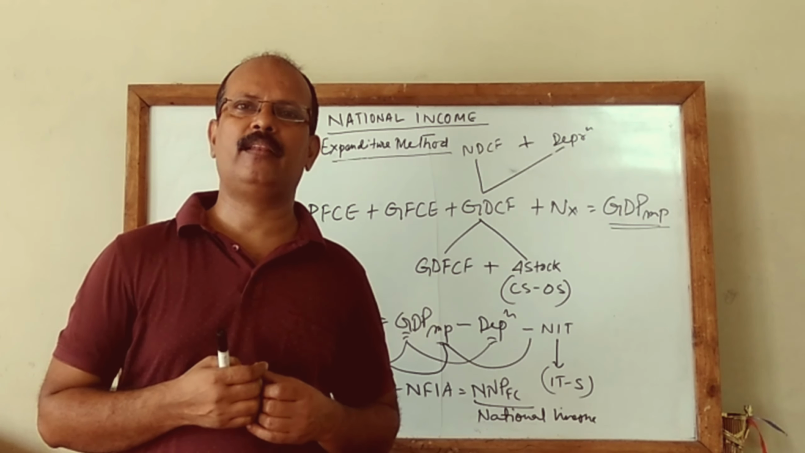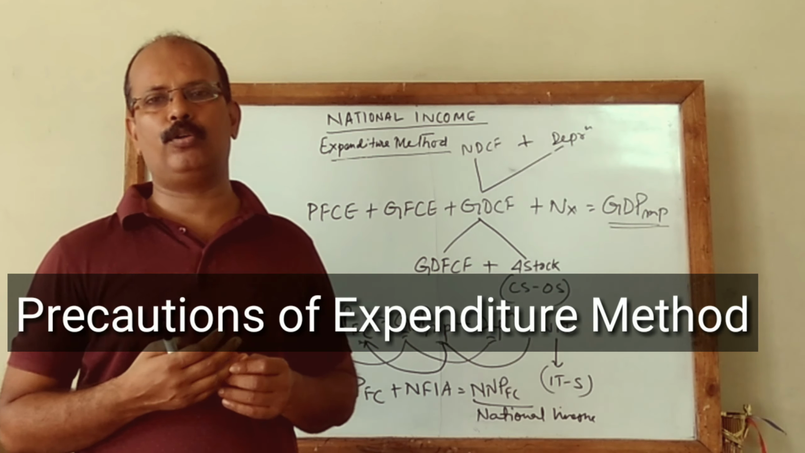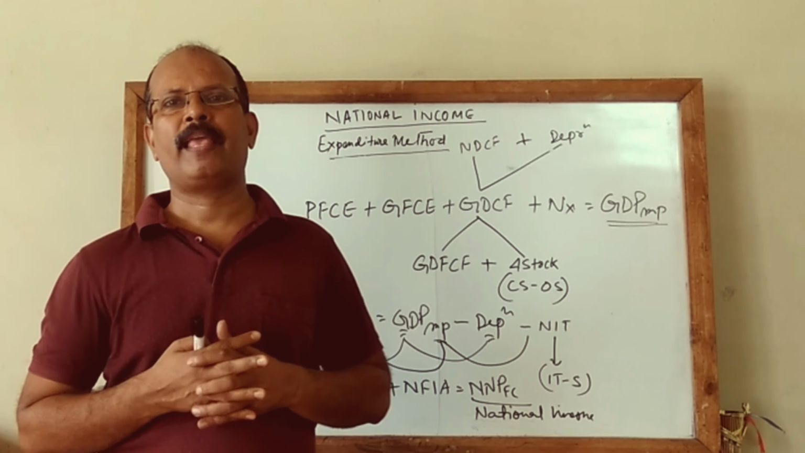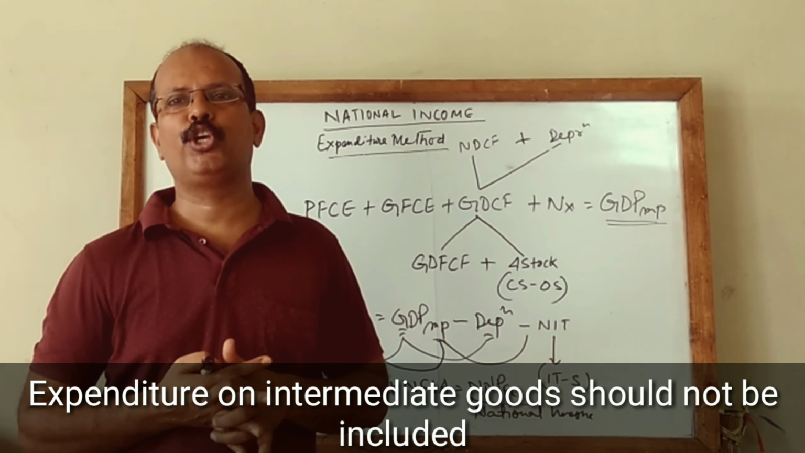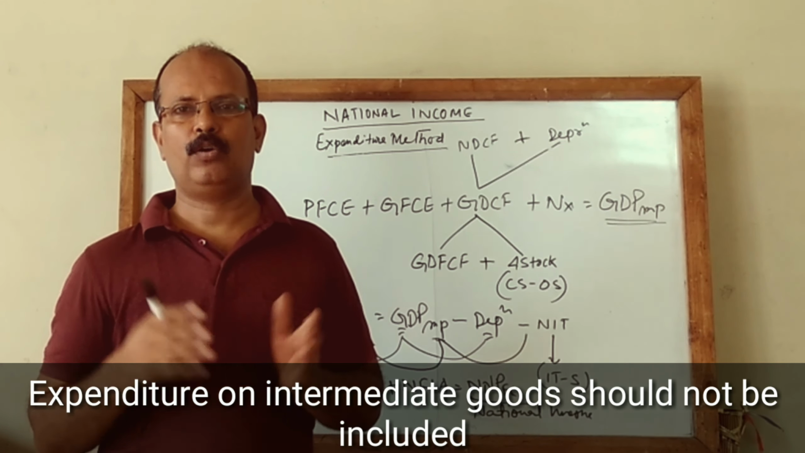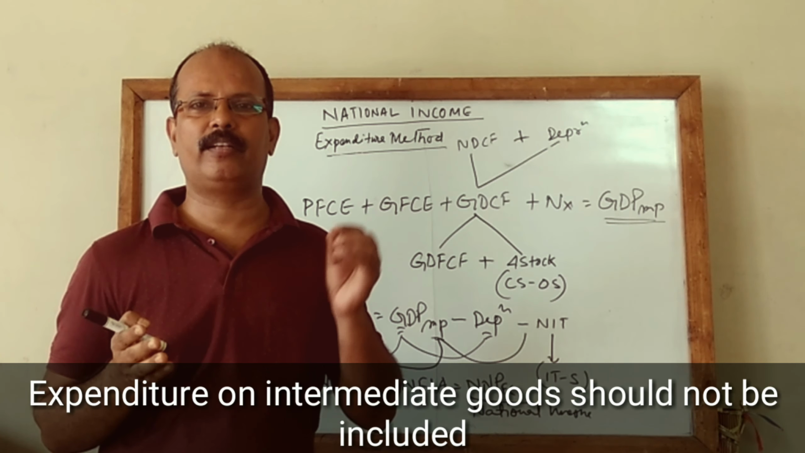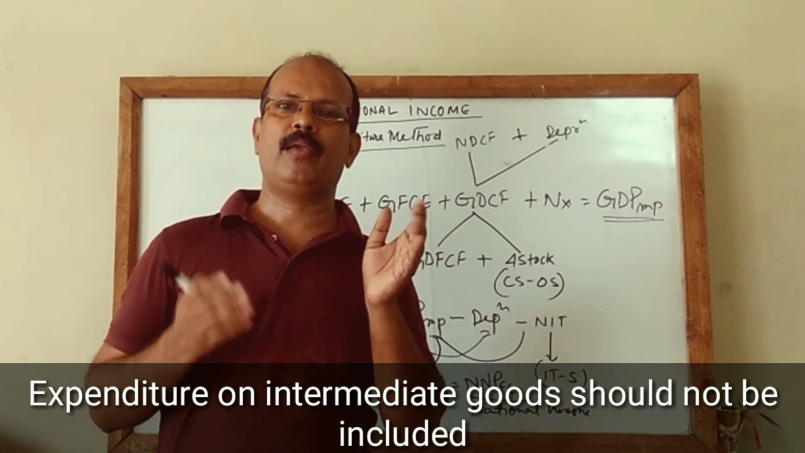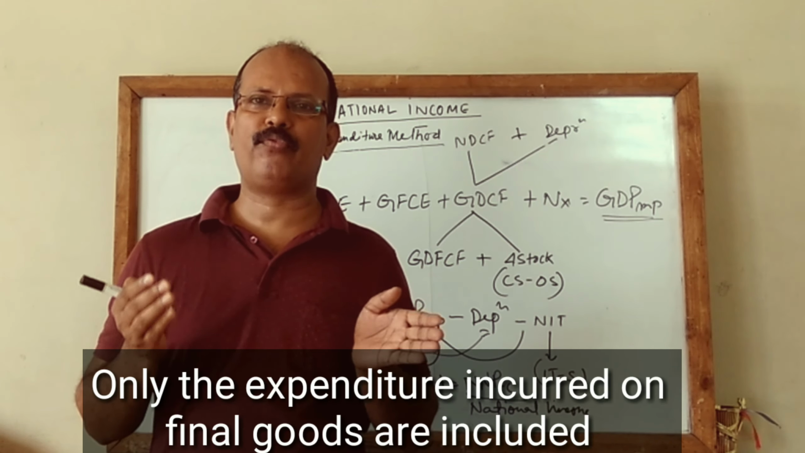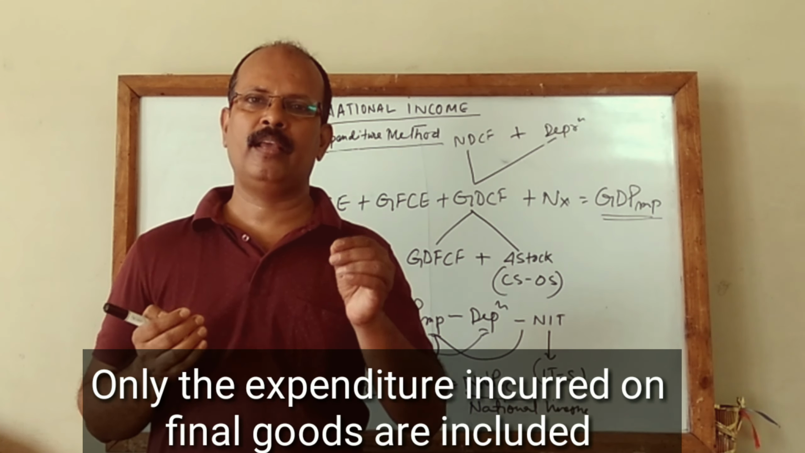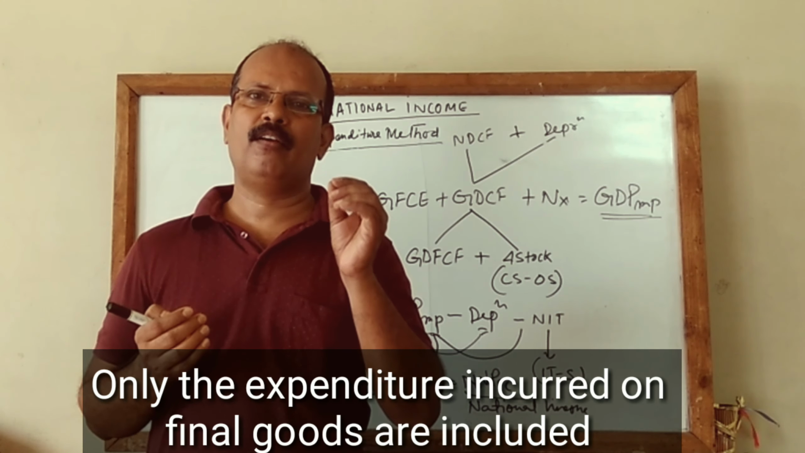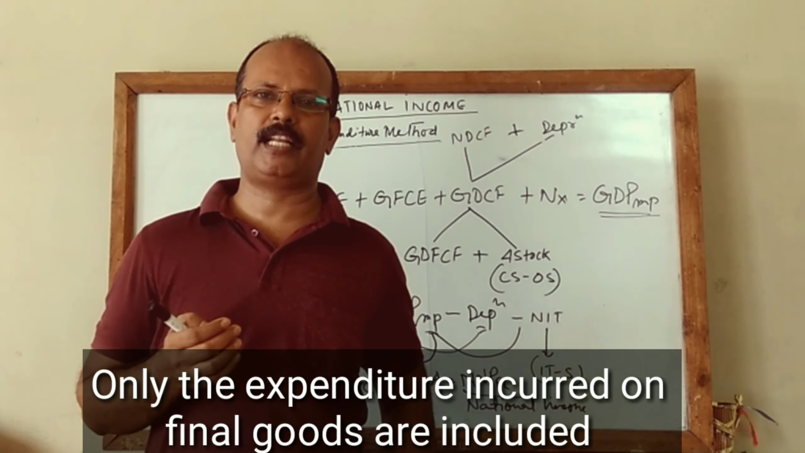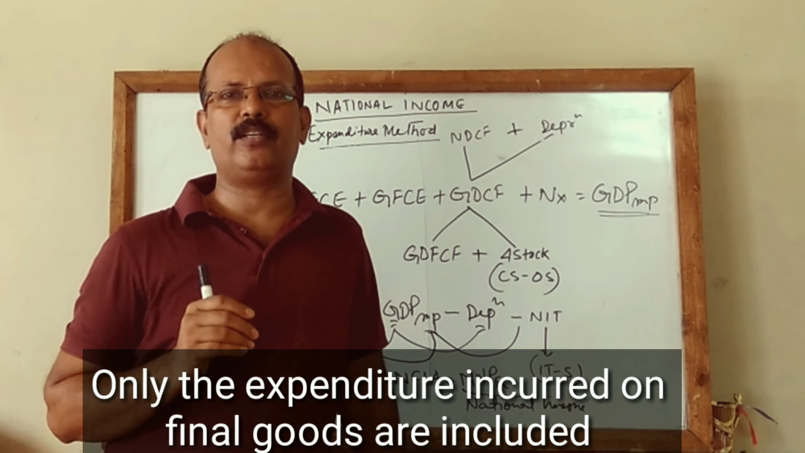Now I am going to explain the precautions that should be followed while estimating national income by expenditure method. So the first one is expenditure on intermediate goods should not be included. Whatever amount of money we are spending to purchase the intermediate goods, that should not be included in national income, because in the definition of national income, it has already been mentioned that national income is the money value of all the final goods and services that have been produced, not the intermediate goods.